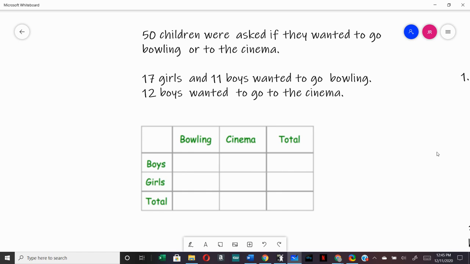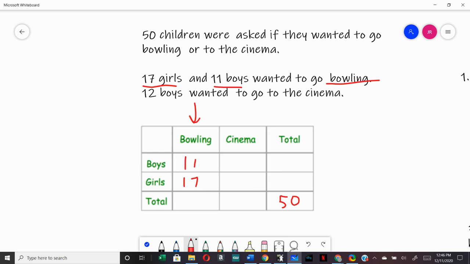We have 50 children who were asked if they wanted to go bowling or if they wanted to go to the cinema. So we know that our total here, as we fill in the table, is 50. And then we're told that 17 girls and 11 boys wanted to go bowling. So we find the bowling column and we fill that in: 17 girls, 11 boys. And then we're told that 12 boys want to go to the cinema.